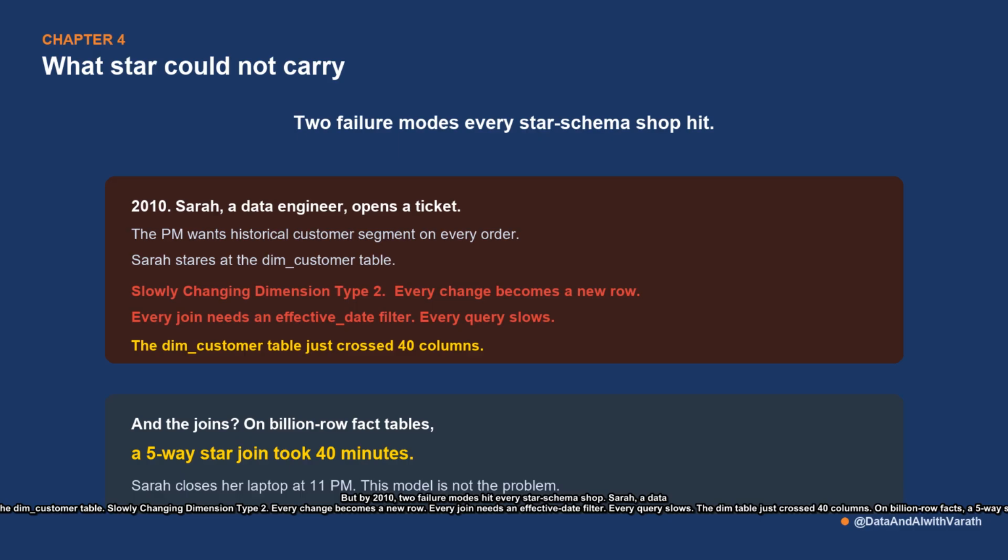On billion-row facts, a 5-way star join takes 40 minutes. Sarah closes her laptop at 11 p.m. This model is not the problem. The model has outgrown its era.